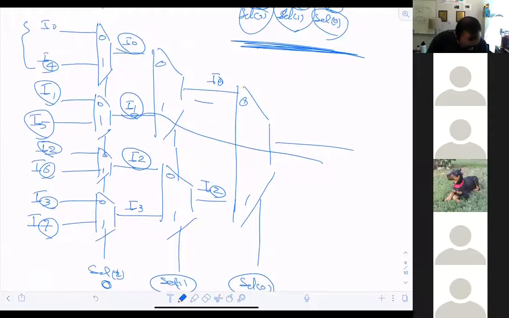So you can also think of the selector like a traffic light, correct? Yeah, it's stop and go. It is a traffic light. Yes.